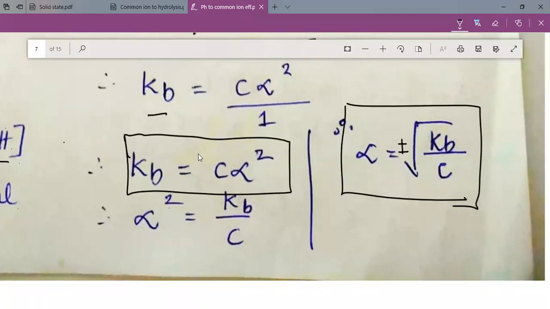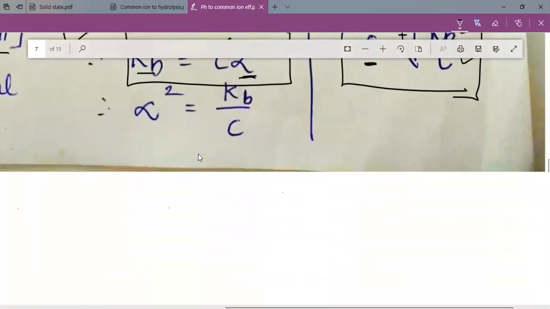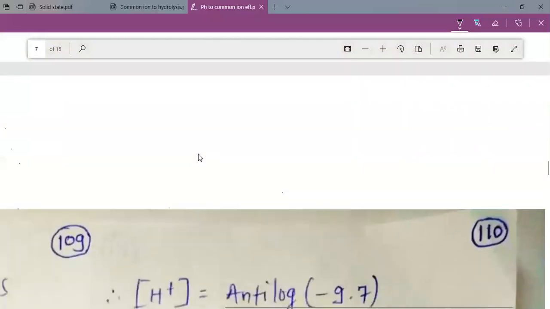By using this equation, we can find the value of Kb if the value of Kb is not given, but the value of alpha or degree of dissociation is given, and the value of initial concentration is given. But if the value of Kb is given and the initial concentration is given, then we can find the value of degree of dissociation for a given base. So this is how, my dear students, we study this.